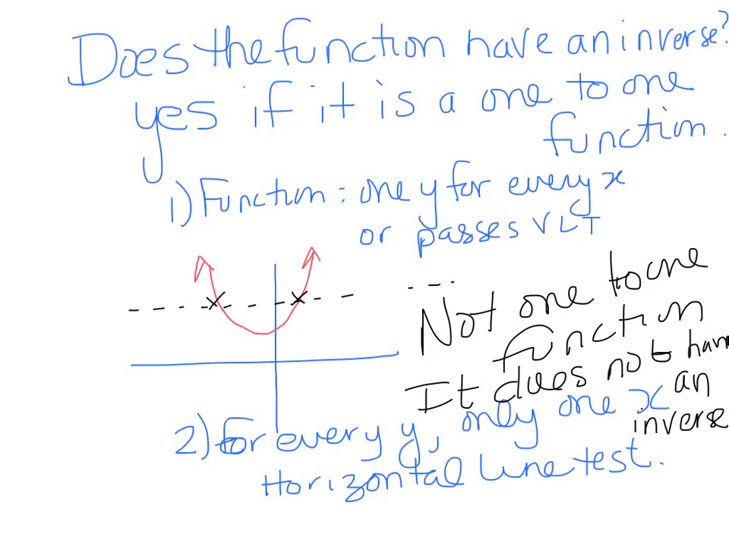Okay, so in order to have an inverse, you must be a one-to-one function. And in order to be a one-to-one function, you have to pass both the vertical and the horizontal line test. Okay? Okay, so watch what happens. If we're going to think about inverse functions, I'm only going to draw half a parabola. So I'm going to draw the parabola, but only from one side.